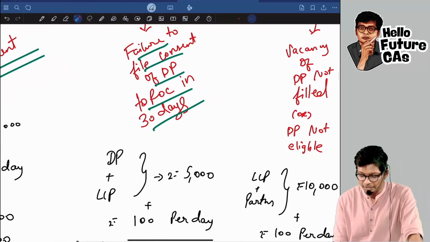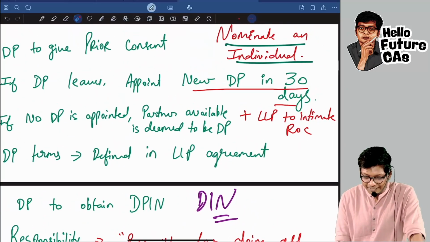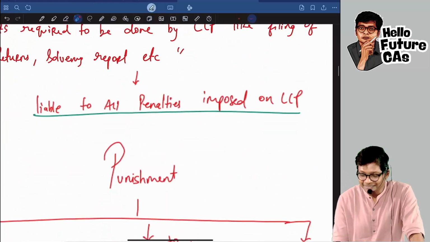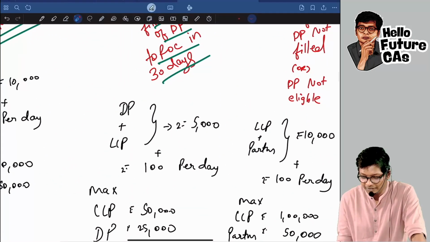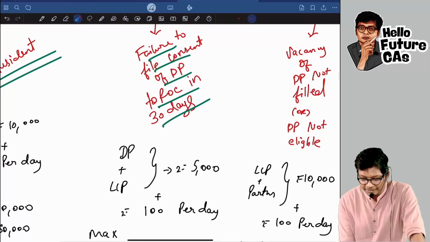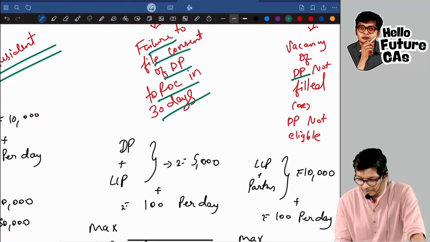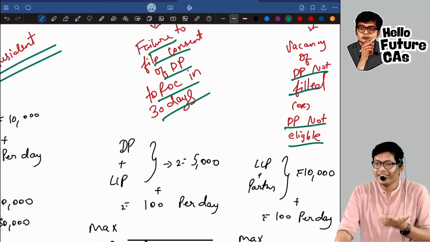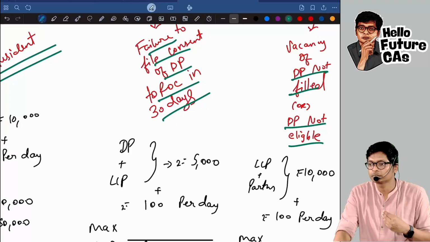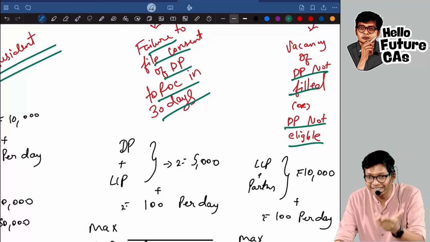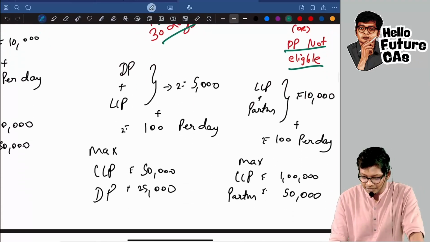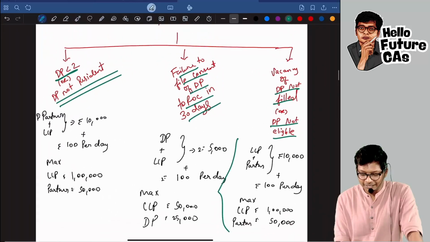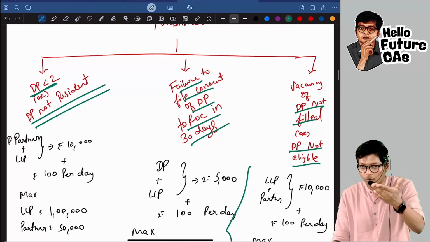And last one, I told you, once DP is reduced, you have to appoint a new DP within the time. Sir, I didn't appoint the new DP. Don't worry. Vacancy of DP is not filled, or DP is not eligible. Why not eligible? Insolvent, unsound mind, minor. And if that happens, again enjoy the penalty. Are you following, guys? So at least now you know penalty is applicable in what all cases.